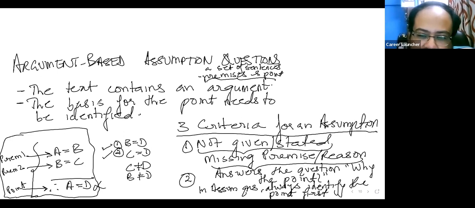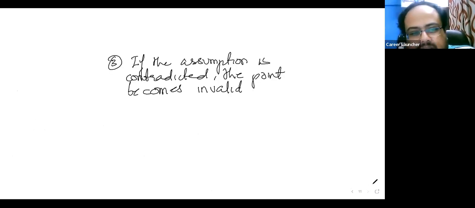So these are three criteria for an assumption. In this example, all the three criteria are being followed. It's not stated. It answers the question, why the point? And if you contradict the assumption, the point is wrong in that case. Now let's take a regular question. I'll give you answer options also. Tell me how many of those answer options are assumptions.